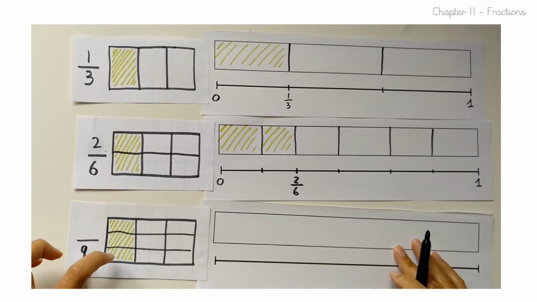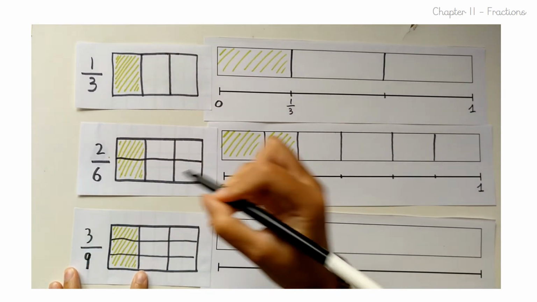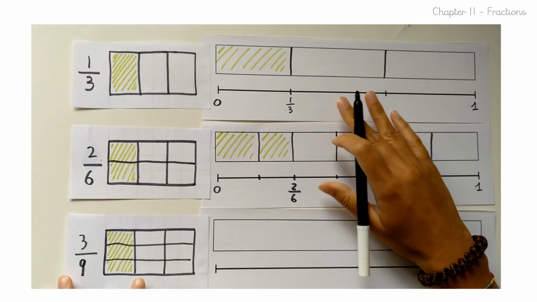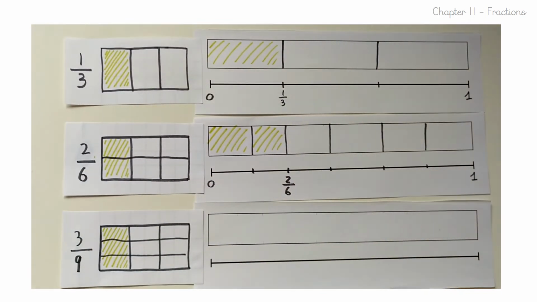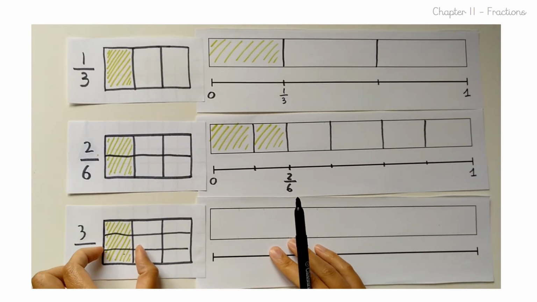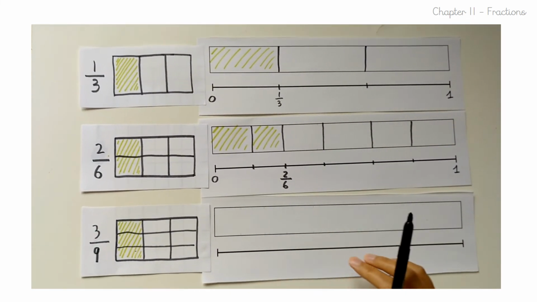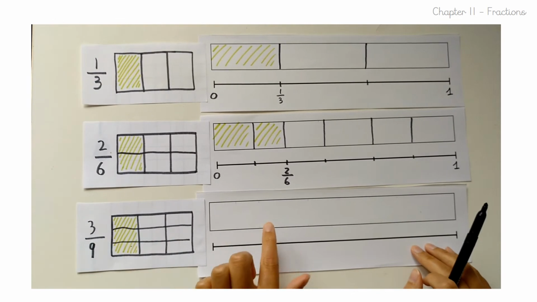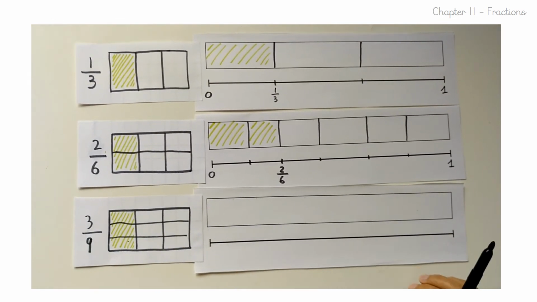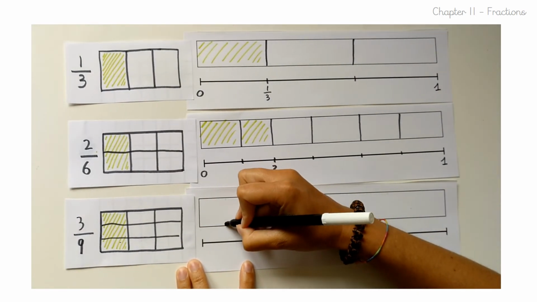And how many parts have I counted? 3. 3 out of 9. Again, you can see that even though the fractions are different, they have exactly the same value. Our fraction takes up exactly the same amount of space. Now we have to do the same here. We're going to draw it in our fraction bar. So we need to divide it into 9 equal parts.